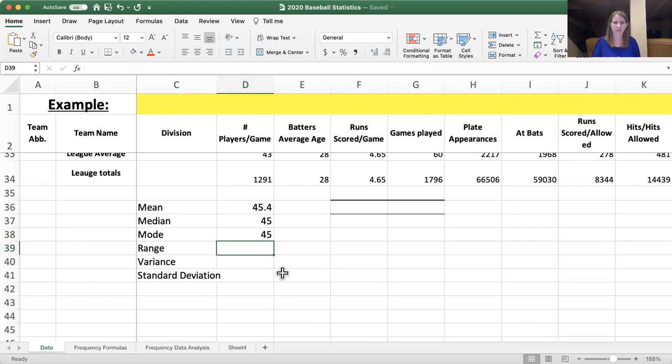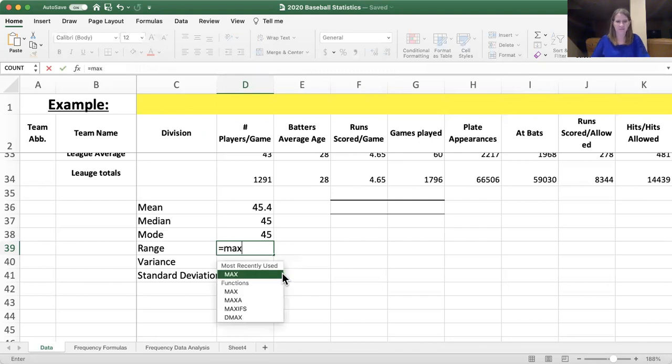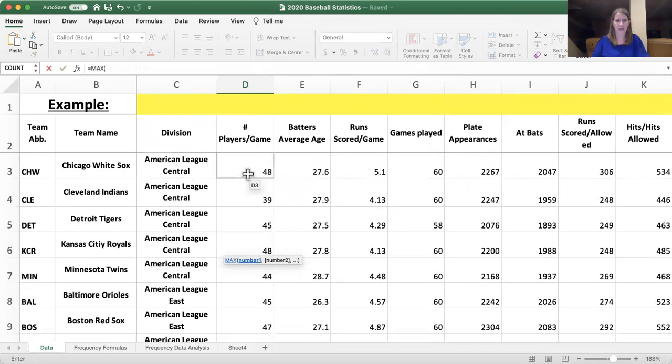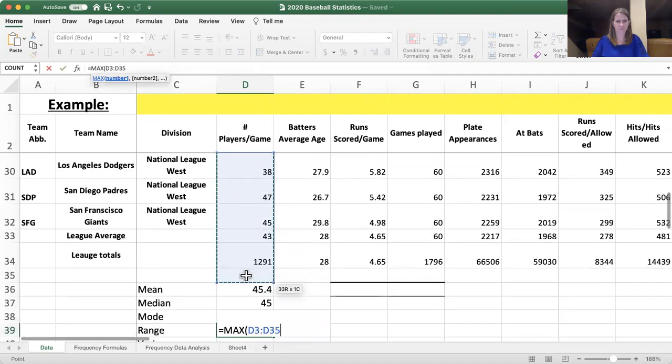So the first thing we're going to start with to see how widely spread our data set is, we're going to find the range. And the range is simply taking your maximum number and subtracting your minimum. What's the difference in between? So just like I said, we're going to type that in. Equals your max, so maximum, and then we've got to type in our data set, which again is still D3 down through D32.